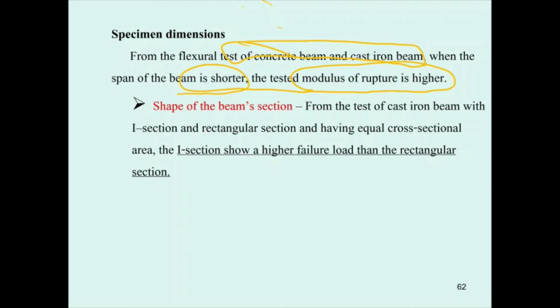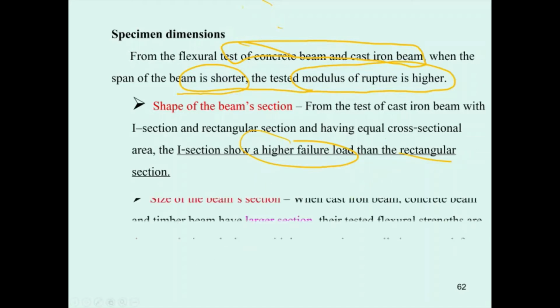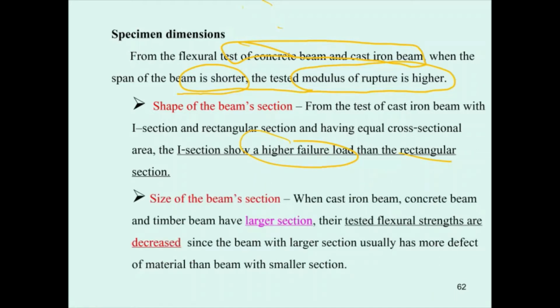Shape of the beam: we have the I section. The I section shows a higher failure load than the rectangular cross section. Just use it for some notice. You may have a chance to test an I section or rectangular section when you work in the field.